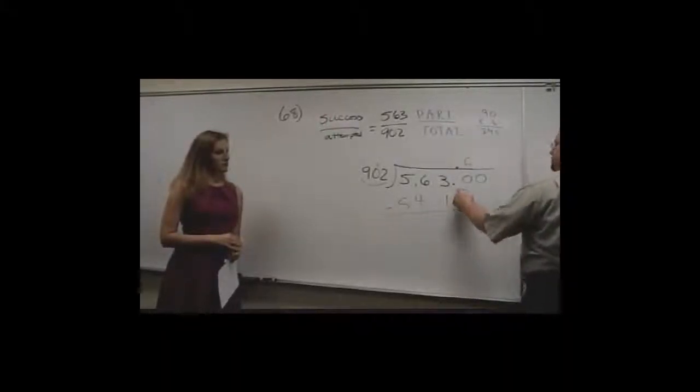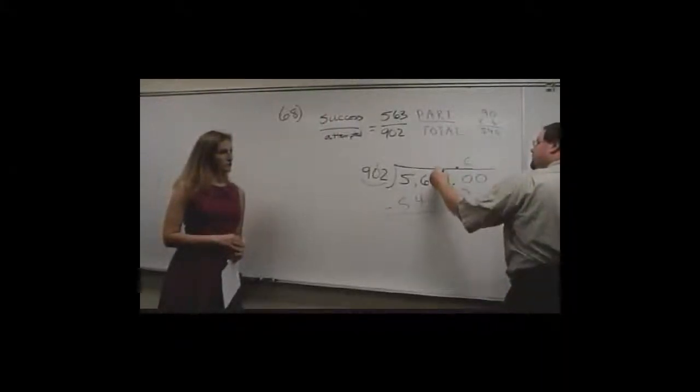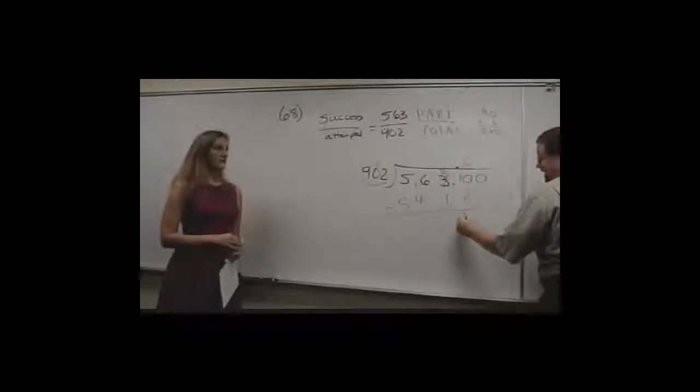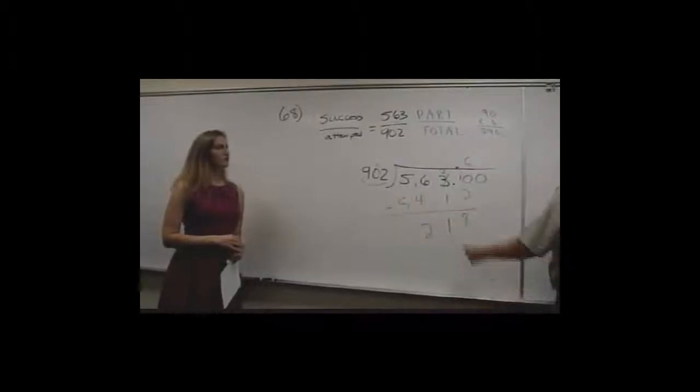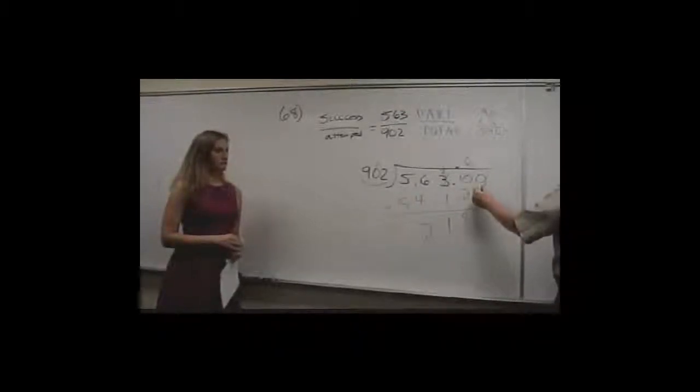Okay. I can't take 2 from 0. Borrow. Yay. 10 take away 2 is 8. 2 take away 1 is 1. 6 take away 4 is 2. 5 take away 5 is nothing. And then you have to now bring down the next 0, and you're going to repeat the process forever.